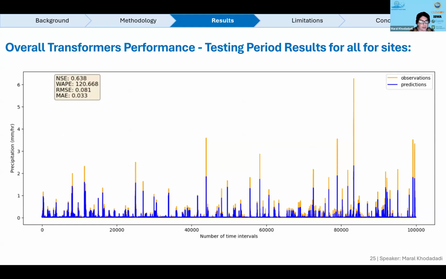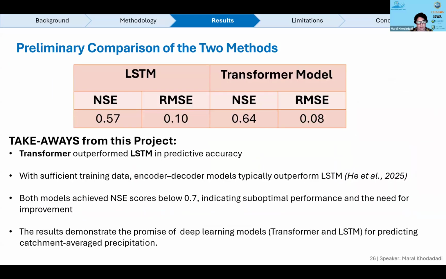Here is the transformer model performance. The transformer model showed better estimation of overflow rainfall volume, but it did not adequately capture peak values, which is an important limitation when modeling flood extremes. As of today, here are all the results we have in hand.